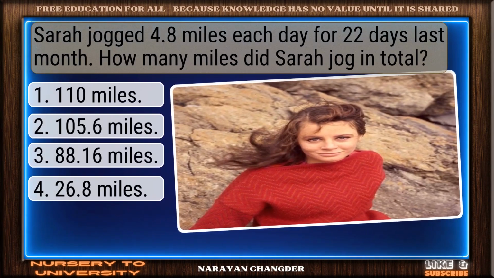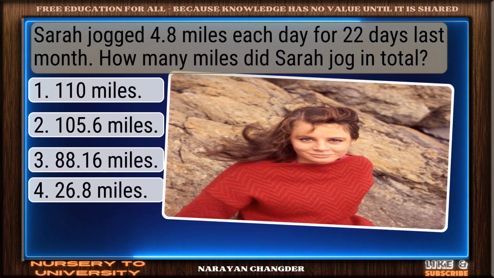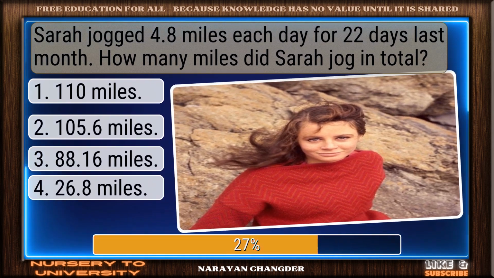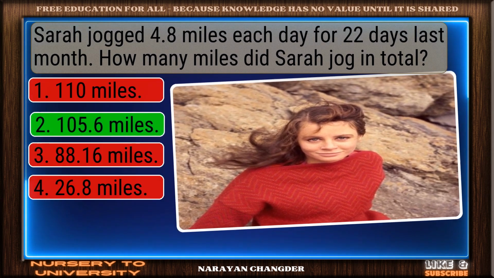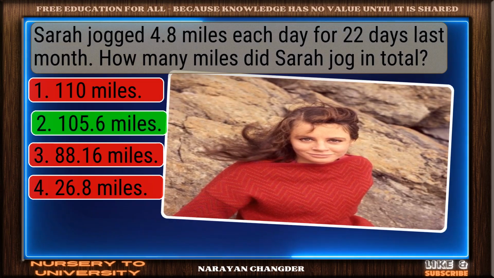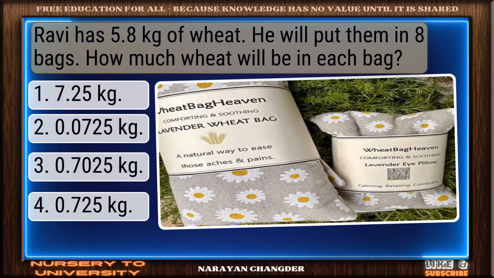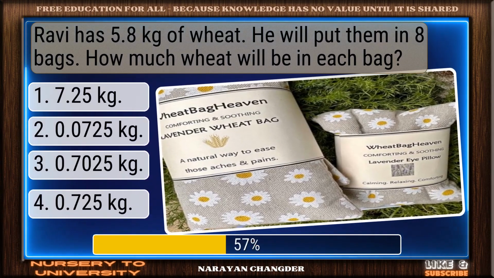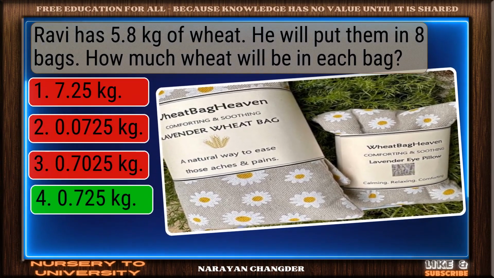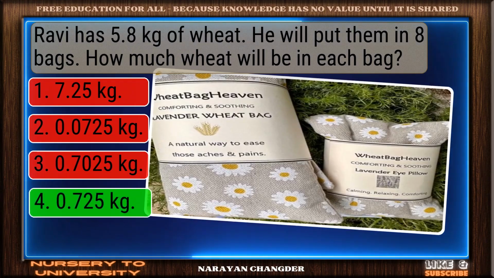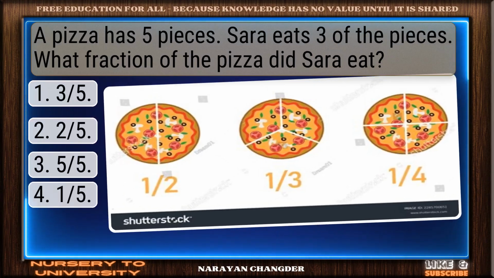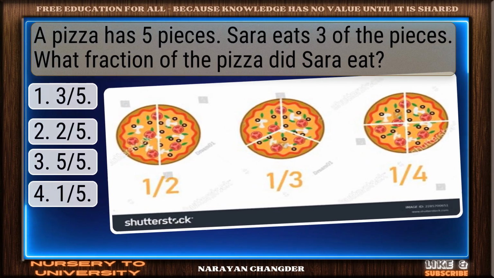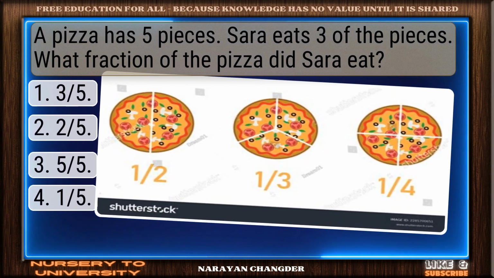Question number 25. Sarah jogged 4.8 miles each day for 22 days last month. How many miles did Sarah jog in total? Correct. 115.6 miles is the right answer. Question number 26. Ravi has 5.8 kg of wheat. He will put it in 8 bags. How much wheat will be in each bag? Nice work. You chose 0.725 kg and it is correct. Question number 27. A pizza has 5 pieces. Sarah eats 3 of the pieces. What fraction of the pizza did Sarah eat?